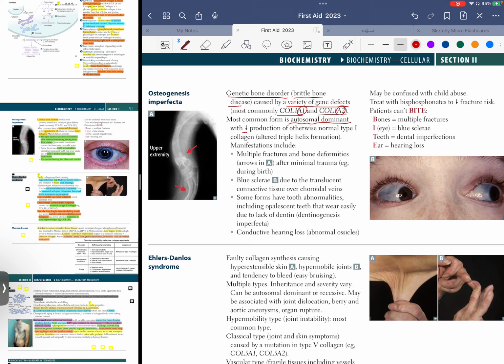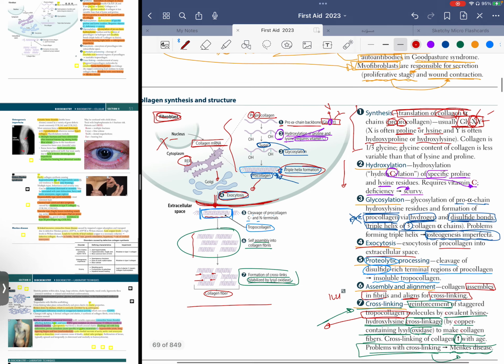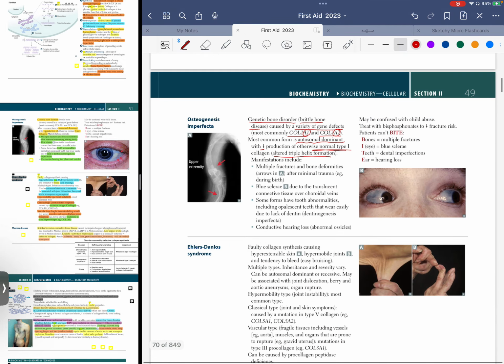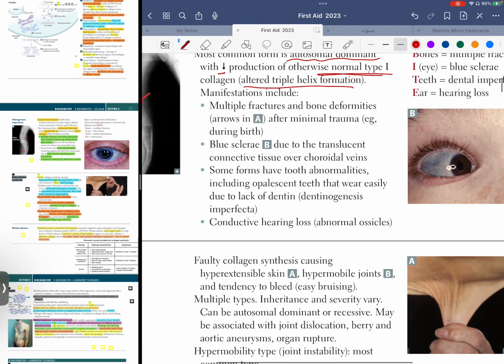There is a decrease in the production of otherwise normal type 1 collagen. So basically, it's just the normal type 1 collagen at a reduced rate of production. We may have altered triple helix formation, and the triple helix formation was this one. Okay, so we may have some alteration in this helix formation. Manifestations include multiple fractures and bone deformities.